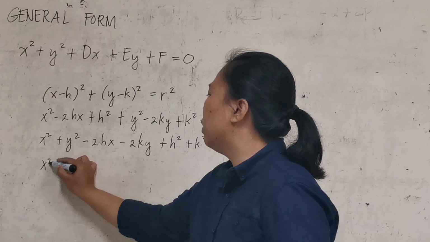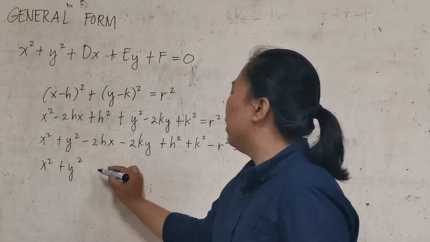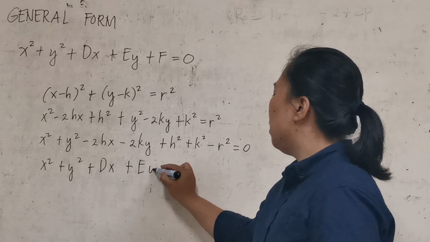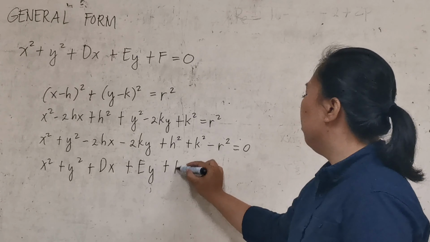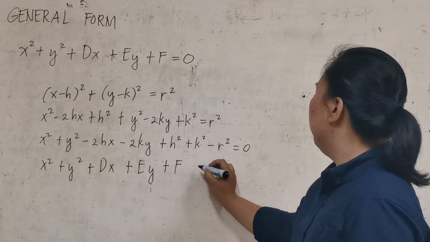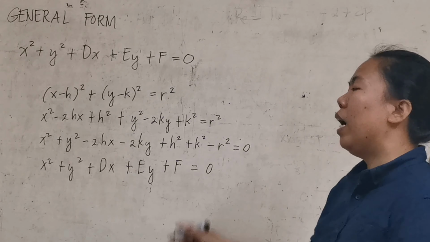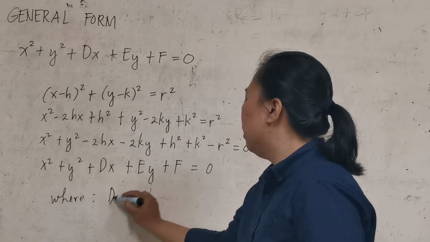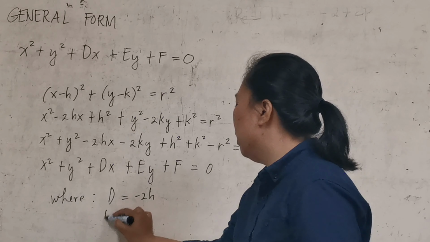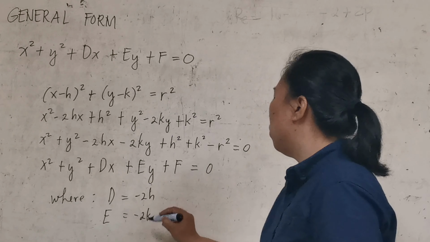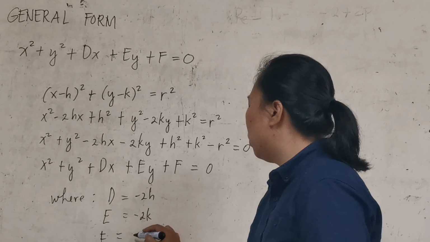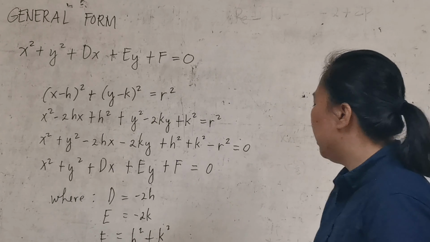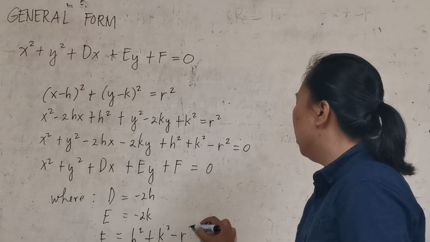So we have x squared plus y squared plus dx plus ey plus f is equal to 0. Again, don't forget: d is equal to negative 2h, e is equal to negative 2k, and f is equal to h squared plus k squared minus r squared.